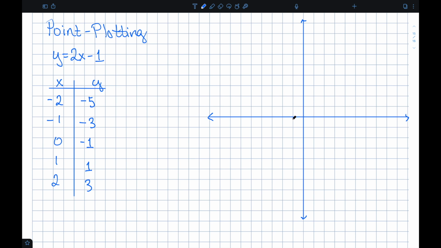And then I can plot these points. Over -2 and down 5 to get to this point here. Next, we go over -1 and down 3, over 0 and down 1, over 1 and up 1, and then over 2 and up 3. And then we can draw the line that passes through these points. This is not a great attempt at that, but we get the idea. We plug some points in for x, figure out the resulting y's, and connect the dots.